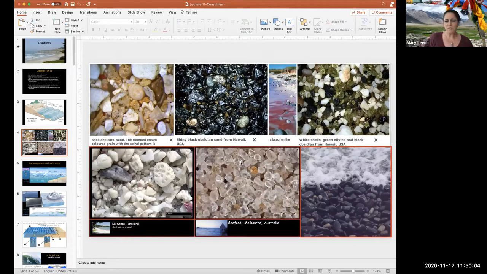So I found a bunch of different types of beach sand or cobbles, I suppose. Here's a nice, pretty well sorted, fairly well rounded, almost pure quartz sand. This one happens to be from Australia. This one's Thailand. What do you notice about this?